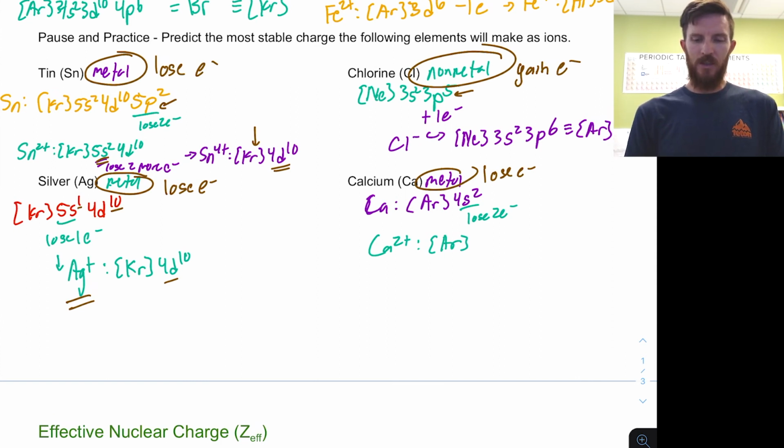And here we would see that that is the same, where we got 8 electrons total now in our valence shell. That's the same as argon, the noble gas.